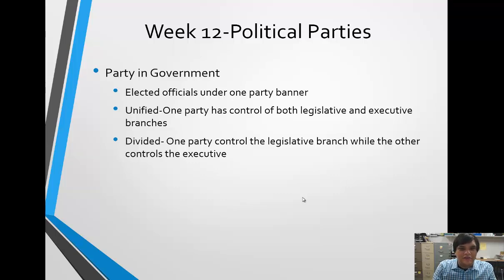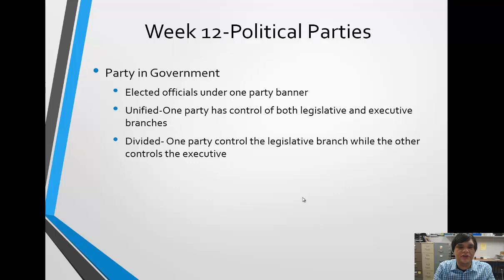A divided government, which is much more common, if you remember the charts that I showed you during this lecture, it's much more common to have a divided government in U.S. politics. Divided government is where one party controls the legislative branch while another controls the executive. So you'll have Democrats, Republicans, or vice versa either way, you have a divided government. And this is much more common, particularly in midterm elections, if you remember. Midterm elections usually go to the party that is opposite of the president, and that's just how midterms typically work, and it ultimately results in a divided government.